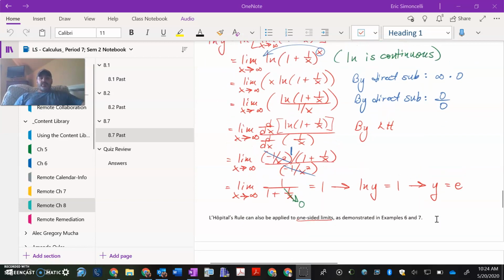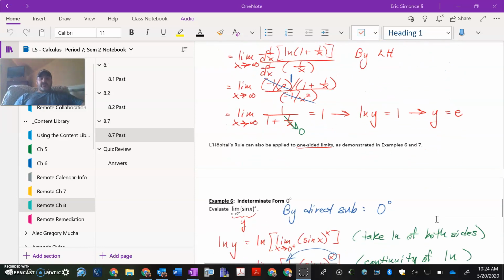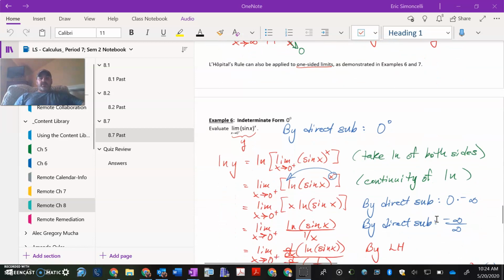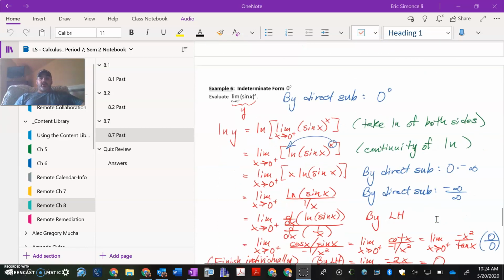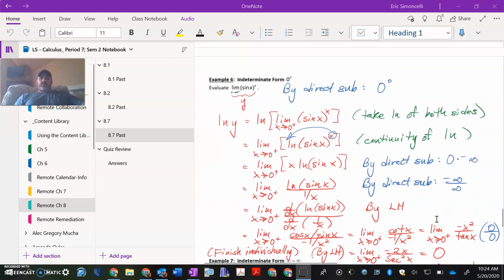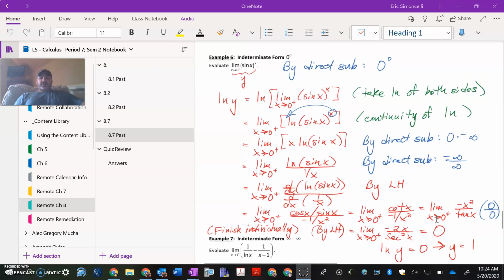L'Hopital's rule can also be applied to one-sided limits as demonstrated in examples 6 and 7. Now we're going to finish with example 6. Example 7 ends up being something that you can view on your own and research from what the book depicts. Example 6. So the indeterminate form of 0 to the 0 power, evaluate the limit as x approaches 0 from the right of sine of x to the x.